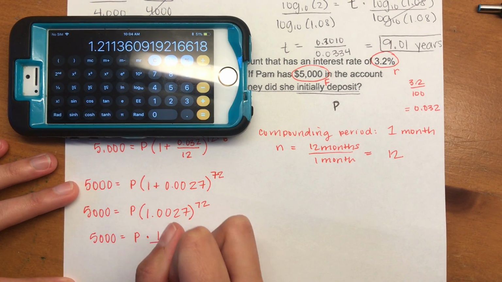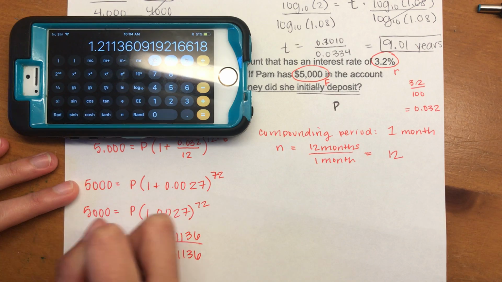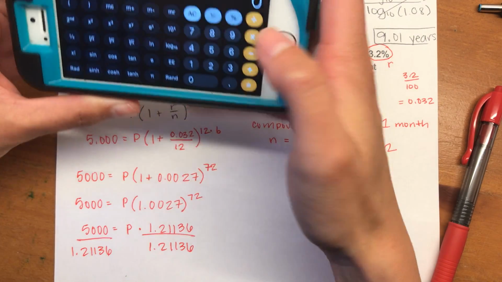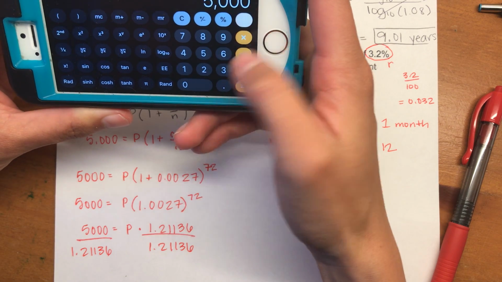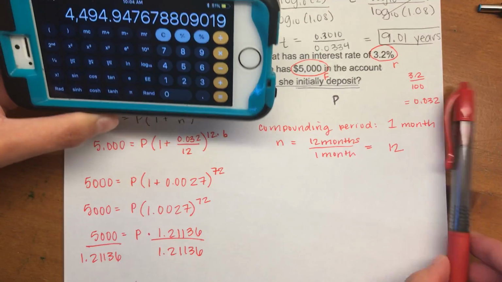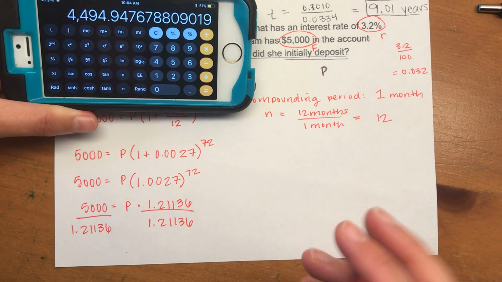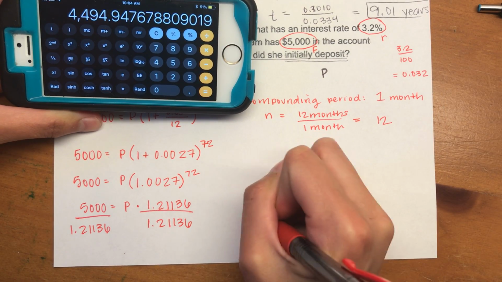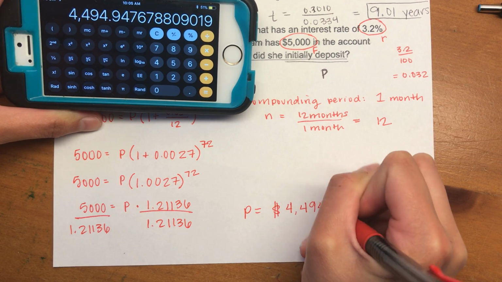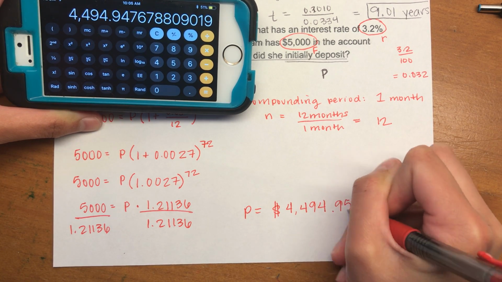Okay, so now to solve for P, all I have to do is divide both sides by 1.21136. Okay, so I'm going to do 5,000 divided by 1.21136. Awesome. And I get that P equals $4,494 and about 95 cents.